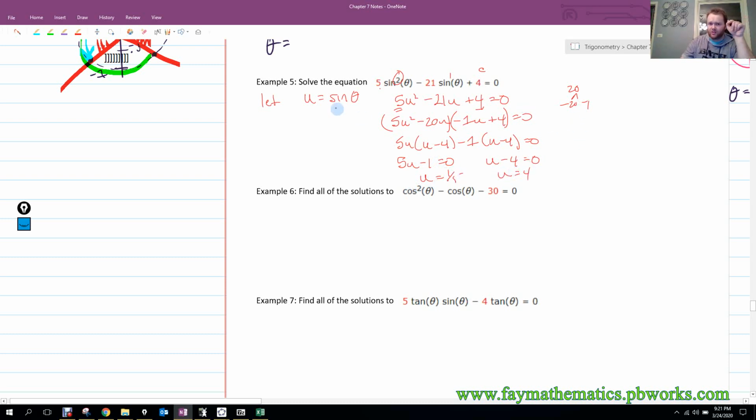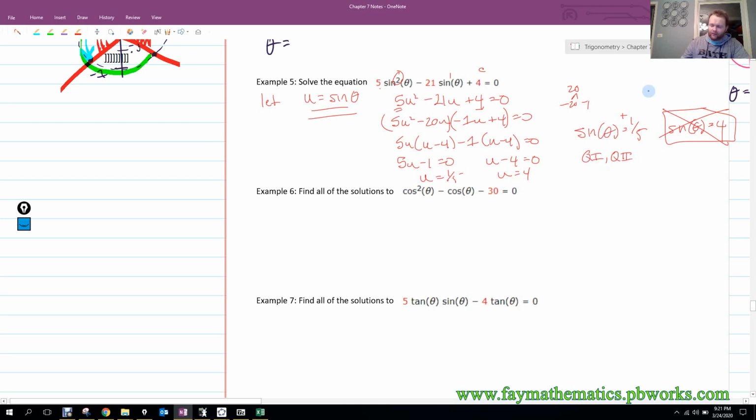Now remember what u was. U was sine. So back substituting will give me sine of theta is equal to 1/5, and sine of theta is equal to 4. Now the easy one is this, because the sine is never going to be outside of negative 1 to 1. So that's not going to give me any solutions. Now sine of theta equals 1/5, it's a positive 1/5, so I know I should have answers coming from the first quadrant and the second quadrant.